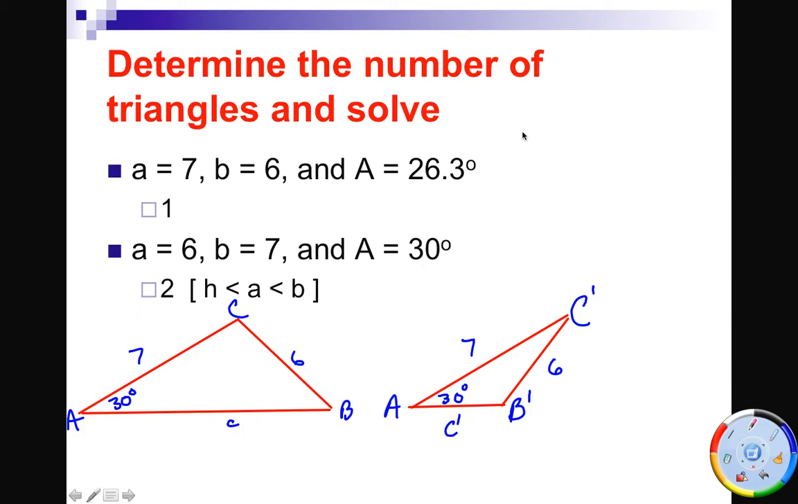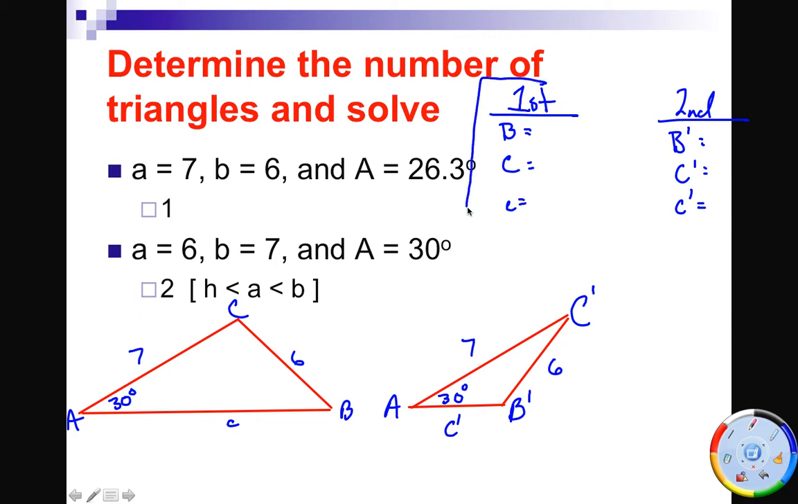So what you have to solve for is, for the first triangle, big B, big C, and little c. And for the second triangle, you need to solve for B prime, C prime, and little c prime. For the first triangle, just use the law of sines as normal. So I'm going to go ahead and do that for this particular problem.